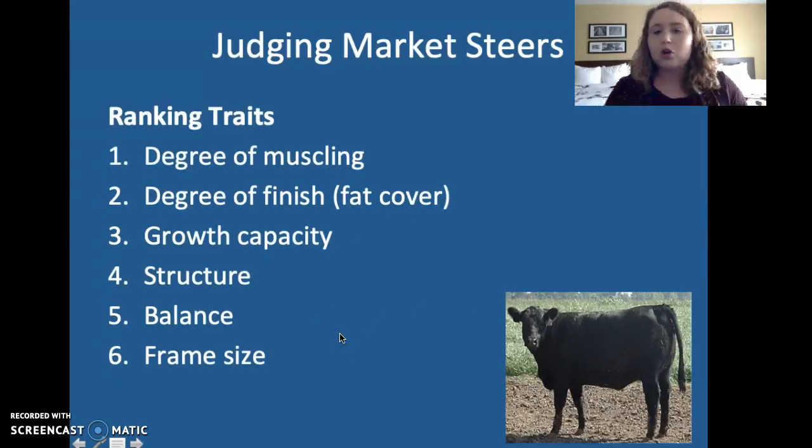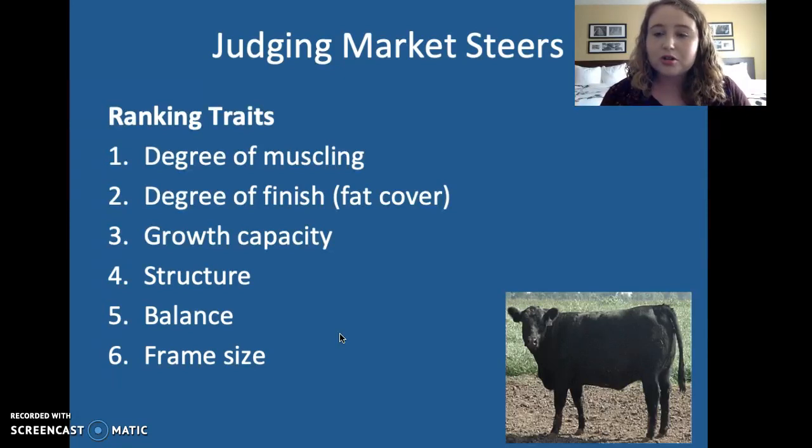So what we're going to look for in market steers is, first, degree of muscling. Muscling is essentially the meat, so that's why that's number 1 on our list here. Next is the degree of finish or fat cover. This is important because we like flavor in our meat, right? Essentially the fat adds that flavor to our meat. Then growth capacity. Is this animal going to grow, or is it going to not grow very well and be short and not have enough room to have a lot of meat on it?